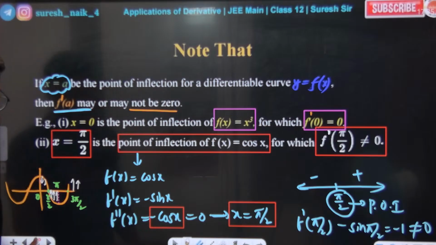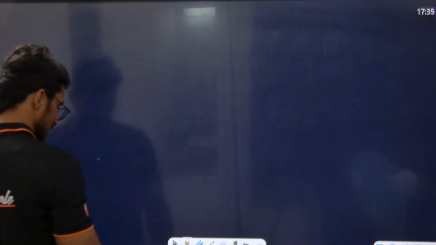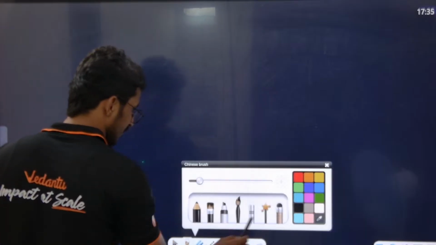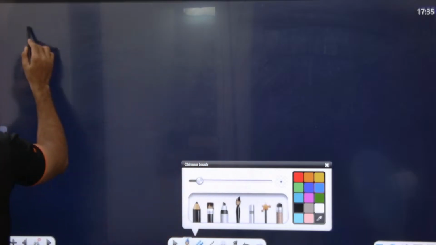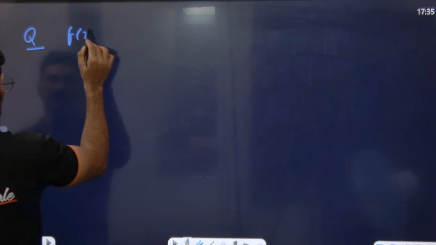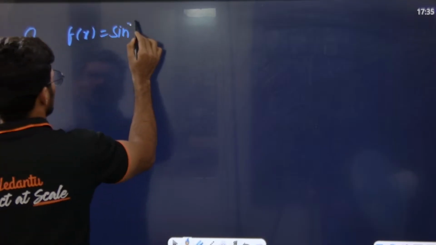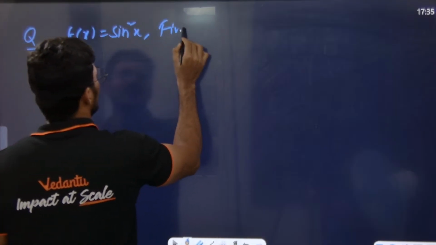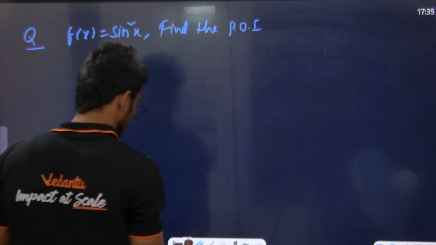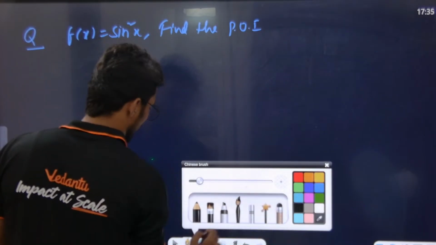Any doubts? Sir, I will give an example. First you check the concavity. Find the point of inflection of the graph. For example, let me say f of x is equal to sin square x. Find the point of inflection. Are you getting the point? Find the point of inflection. Look at how to find it.